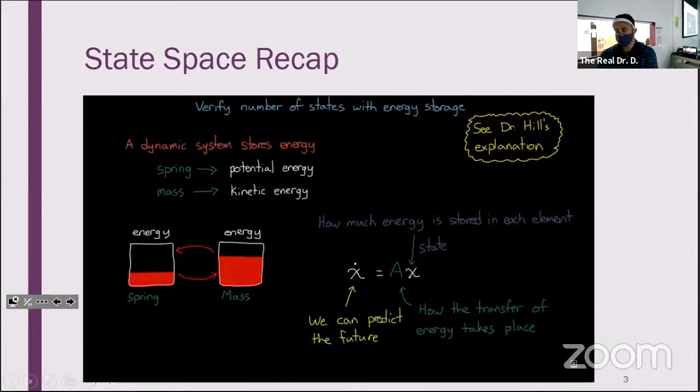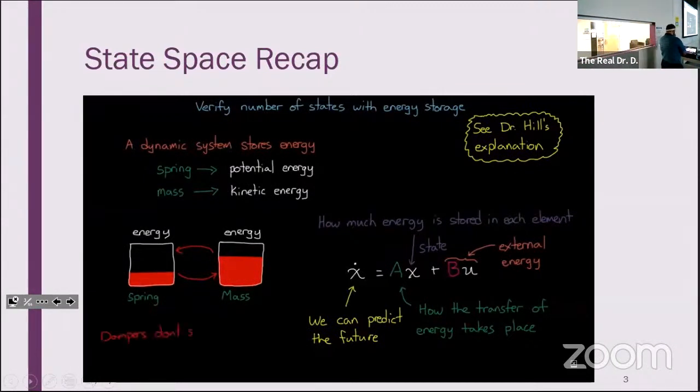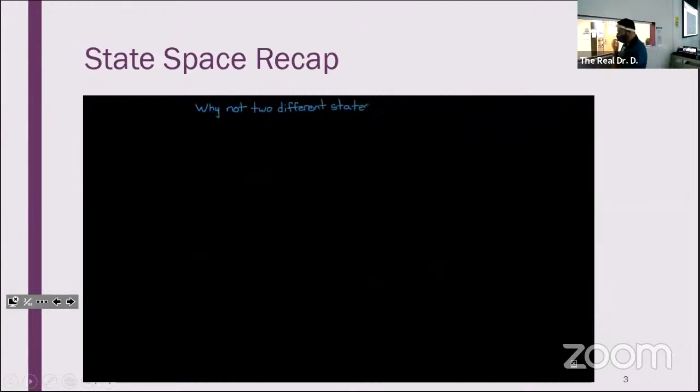And this is essentially what state space representation is doing for us. It's looking at the state variables, how the energy is stored, and combining them according to how energy is transferred between states and adding in any additional energy from the external sources. And with a few special caveats that Professor Hill describes, that is why the number of energy storage elements in your system equals the number of states. So our spring mass damper is still a second order system, since a damper doesn't store energy, it just dissipates it. So we know the order has to be 2, but why not 2 different states?